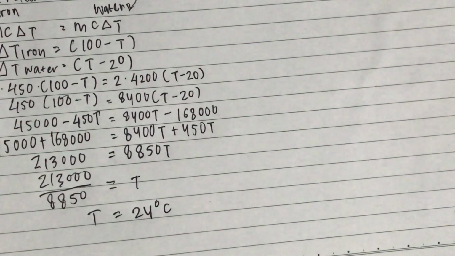The final temperature of the mixture of hot iron and cold water when both are in thermal equilibrium is 24 degrees Celsius. So that was my explanation for the Planck's principle.